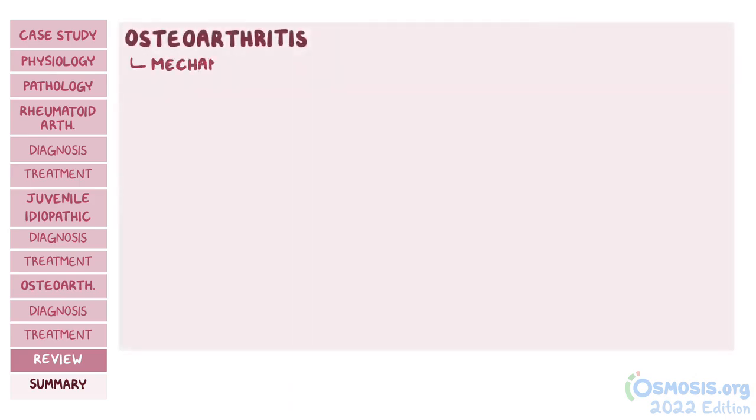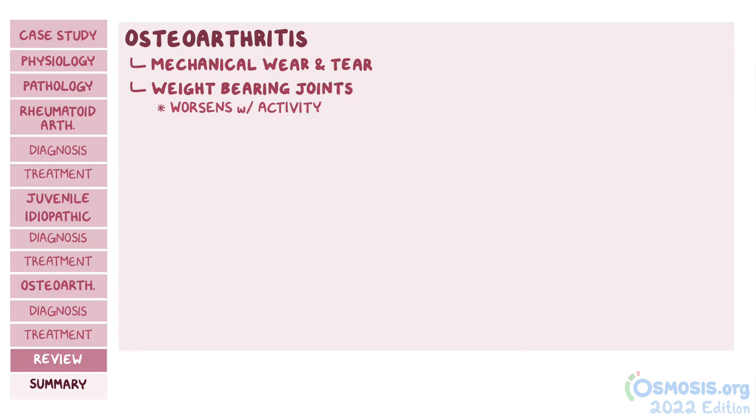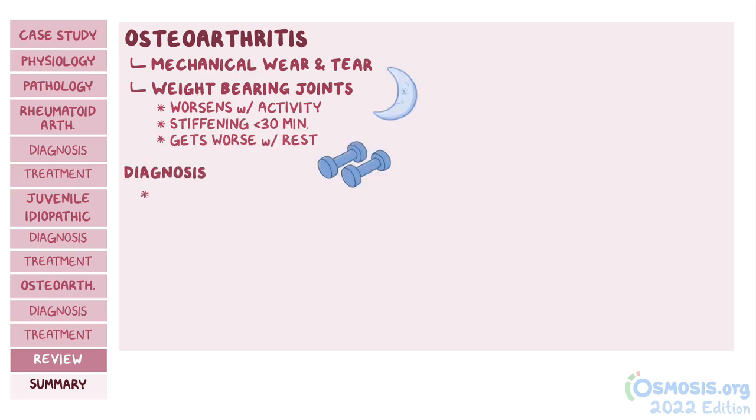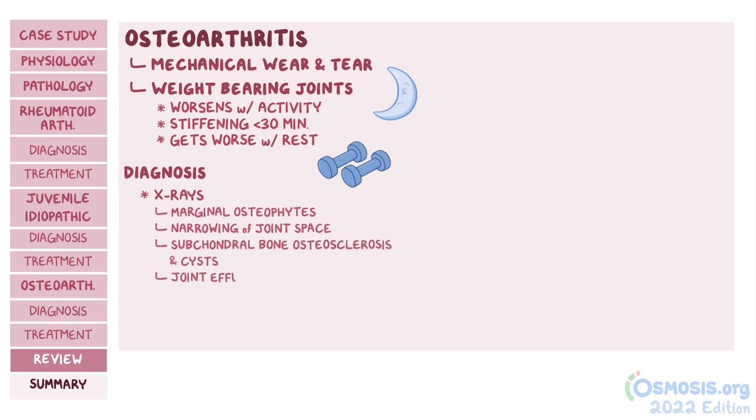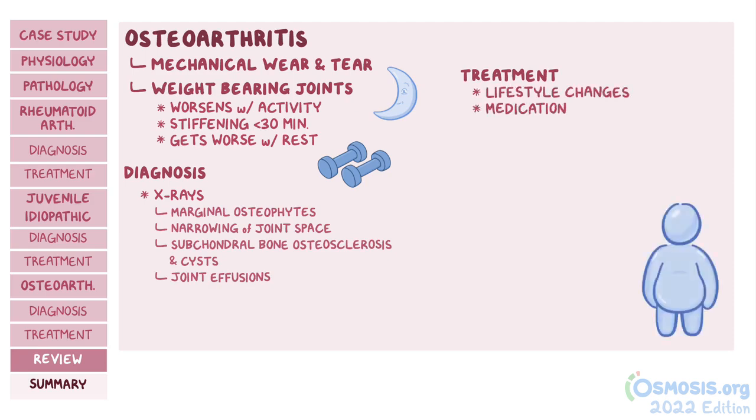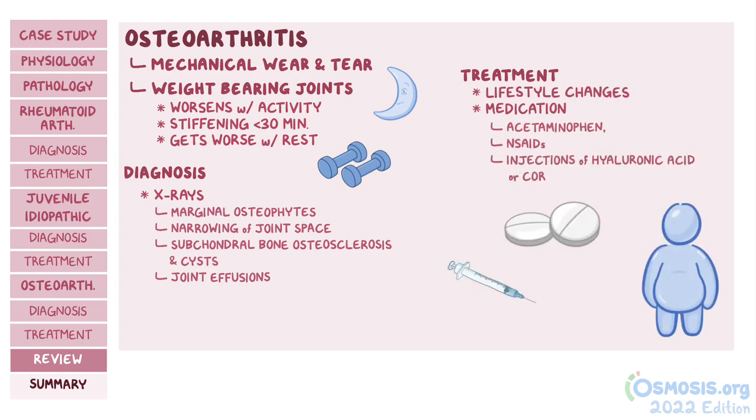Osteoarthritis is caused by mechanical wear and tear, and it affects weight-bearing joints. It causes joint pain that worsens with activity and stiffening that lasts under 30 minutes and gets worse with rest. Diagnosis is based on X-rays, which reveals marginal osteophytes, narrowing of the joint space, subchondral bone osteosclerosis and cysts, and joint effusions. Treatment consists of lifestyle changes and medications such as acetaminophen, NSAIDs, and injections of hyaluronic acid or corticosteroids.